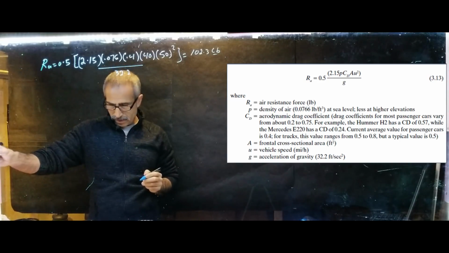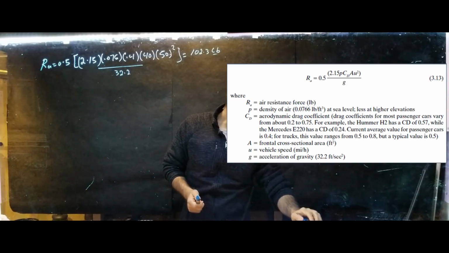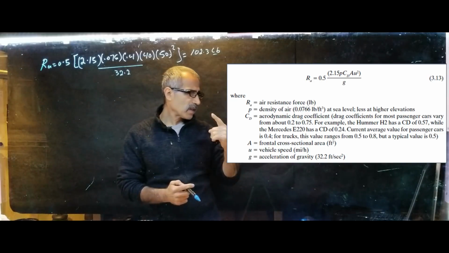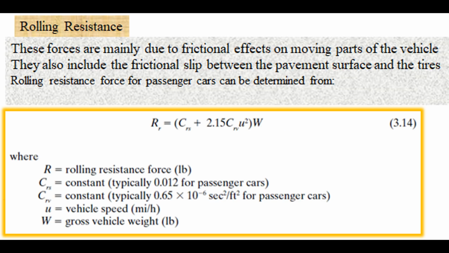The next thing we're going to calculate is the rolling resistance. You can see it on the screen. The rolling resistance comes out to R equals (Cn plus 2.15 CW times U squared) times the weight of the vehicle. Cn is a constant, 0.012 for a passenger car, and CW is a constant, typically 0.065 times 10 to the negative 6 seconds squared per feet squared for a passenger vehicle.